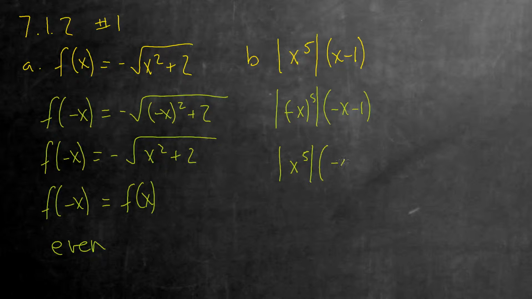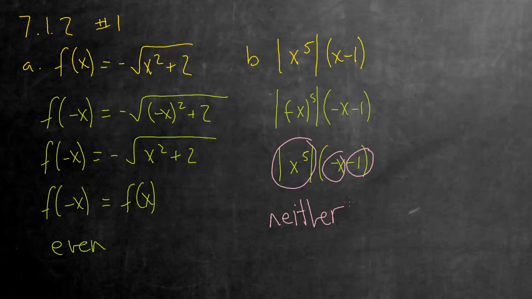But out here, this negative x minus 1, has everything changed, or has everything stayed the same? The first part has stayed the same. This has stayed the same. This has changed. This has stayed the same. So in this case, because not everything has stayed the same or everything has changed, it is neither. Let's check C.